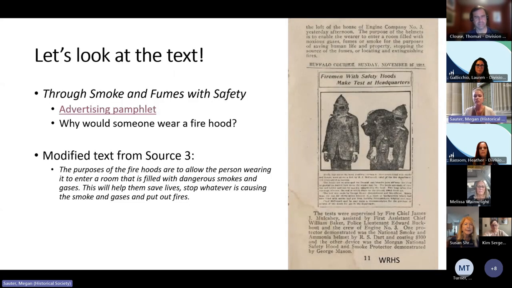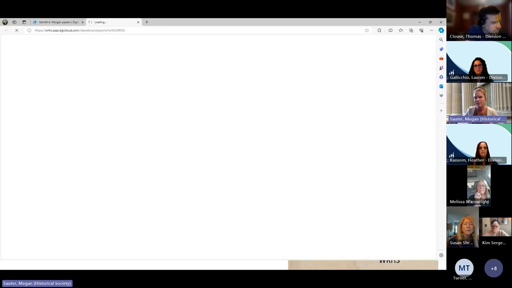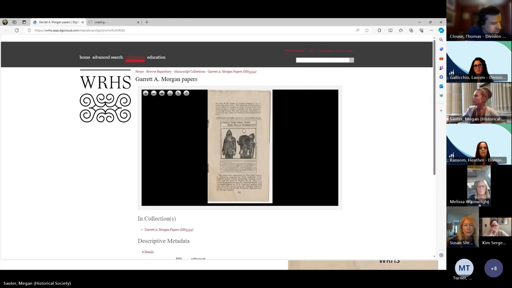And so we looked at a drawing, a 2D artifact. We looked at an object. Now we're going to look at some text as another primary source. And this is an advertising pamphlet. And I want you to think about the question, why would someone wear a fire hood? So that we can start to get to the purpose. In the teacher notes, there is a modified text for this. And I will read that shortly, but I want to show you where you can find it.